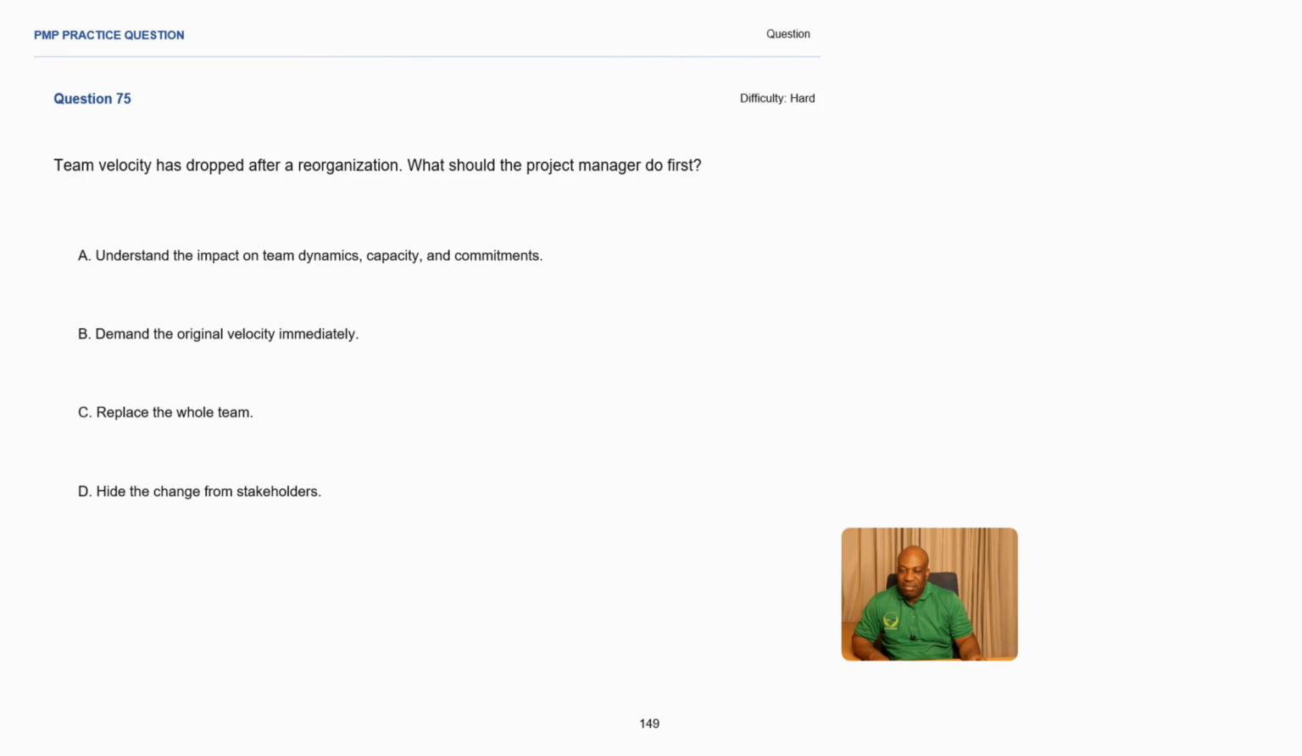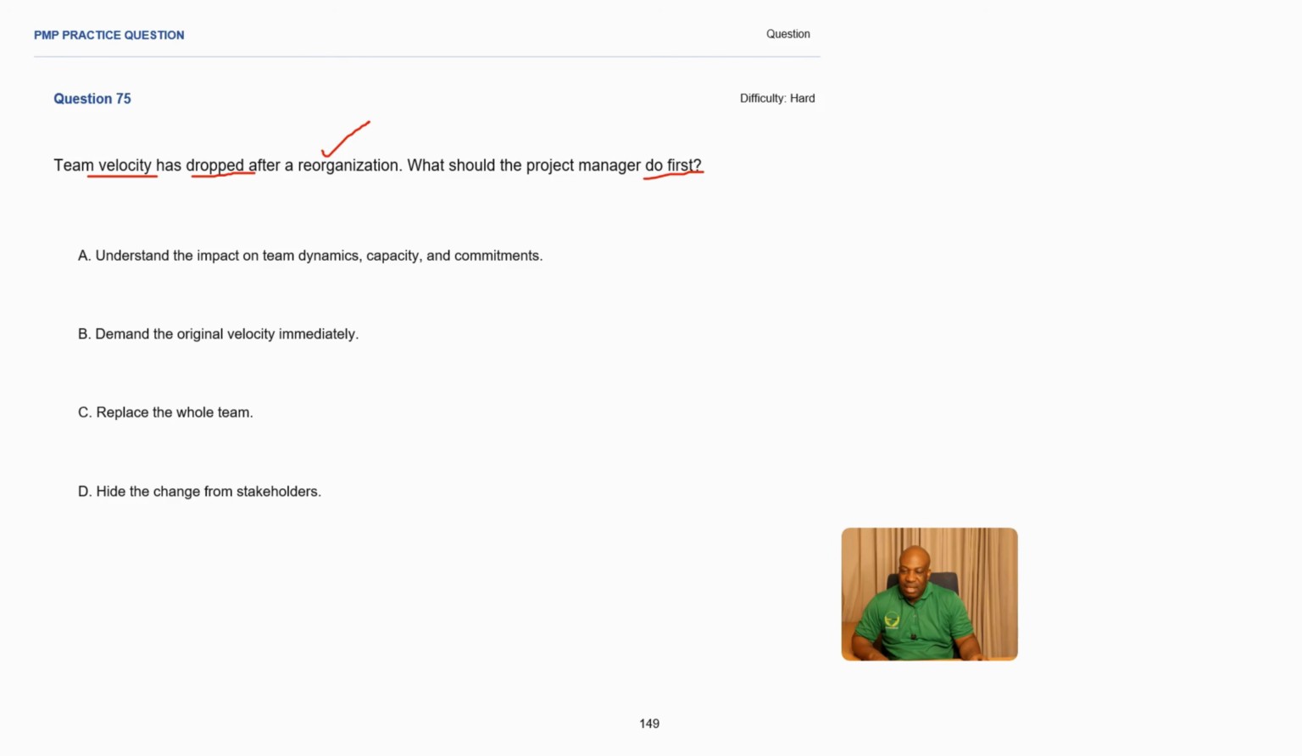Practice question number 75. Team velocity has dropped after a reorganization. What should the project manager do first? So team velocity is how much they can do in a sprint, okay? And in this particular scenario, it has dropped. So this is our issue. After reorganization. So there was a reorganization that led to the drop in team velocity, how much they can produce within a specific sprint. So let's go through the answers now.